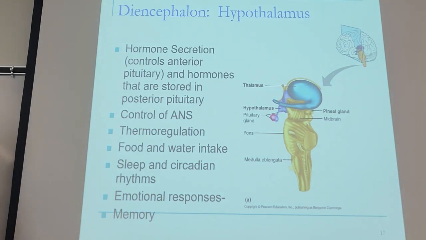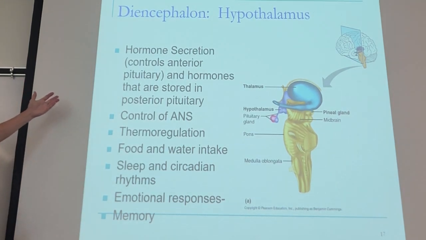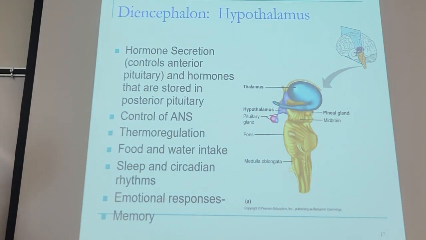And from what part of the pituitary? Because we know there's an anterior and a posterior pituitary. The anterior pituitary will make hormones, but the posterior pituitary does not. The posterior pituitary can store them, but they're made in the anterior pituitary. So anyways, we'll talk more about that in ANS.